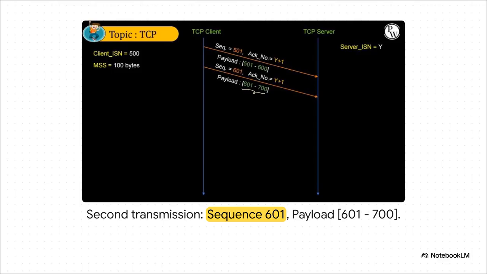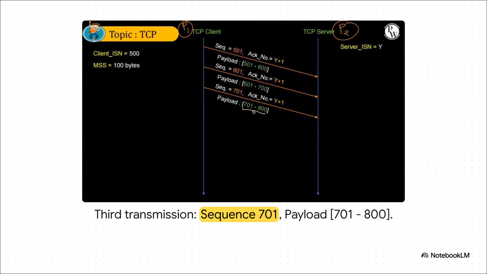For the second segment, the client doesn't just sit around waiting. It sends the next batch. The sequence seamlessly continues. The sequence number is now 601, and the payload shifts to capture the next 100 bytes. So that's byte 601 through 700.